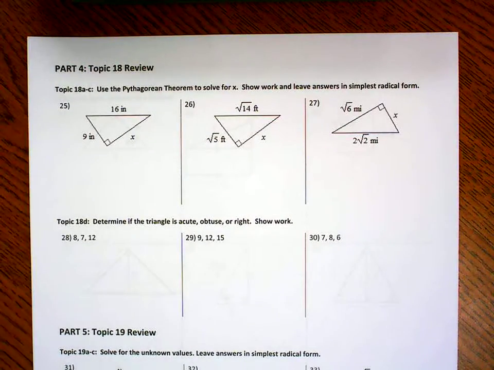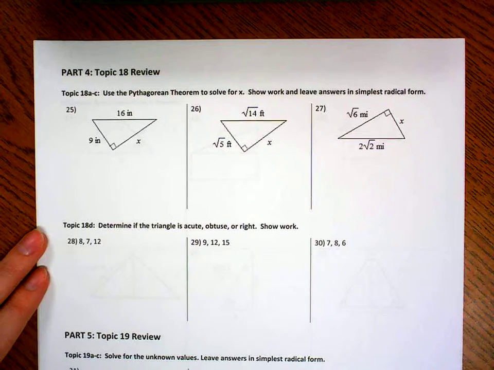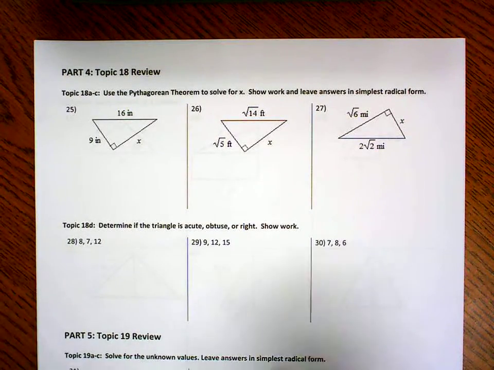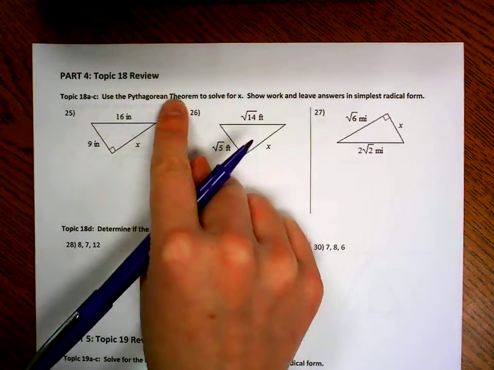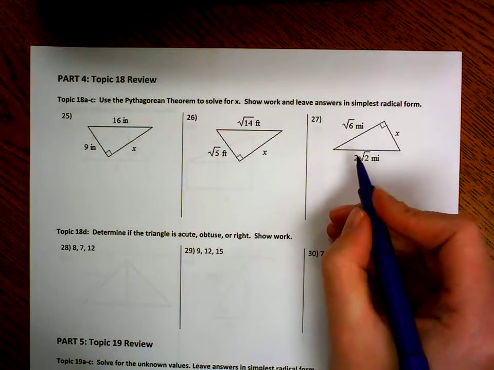Okay guys, this is the Unit 7 Honors Review Packet. I'm starting with Part 4, which for most of you should be the third side or the third piece of paper. Notice it's specifically just telling you to use the Pythagorean theorem to solve for x. So I'm going to just do the hardest one with you, number 27.